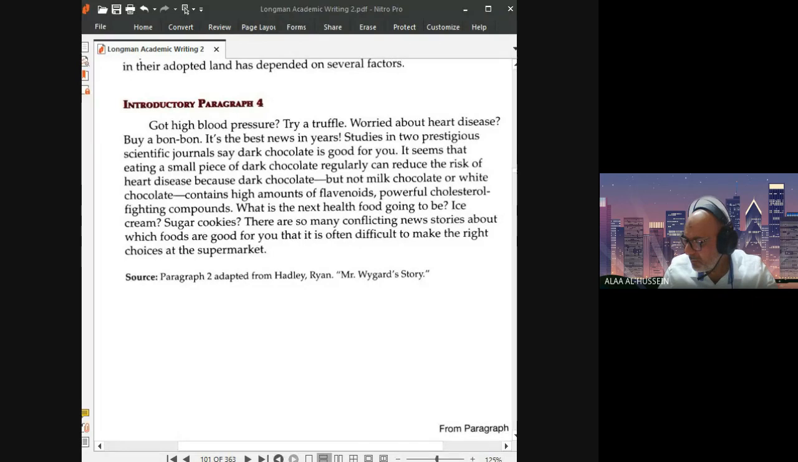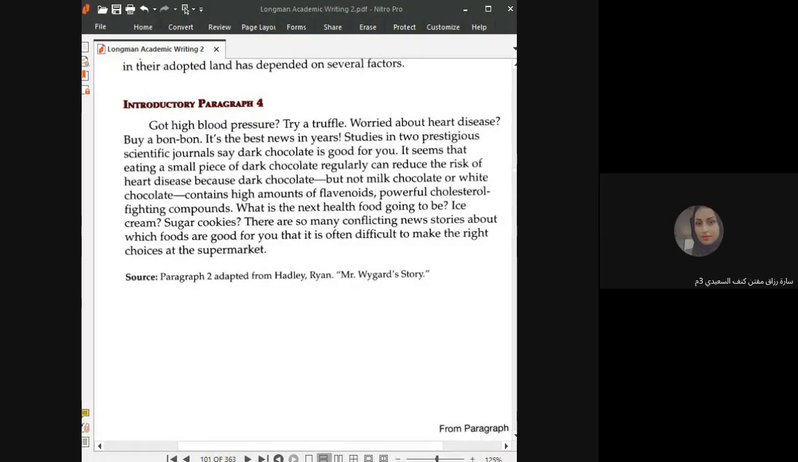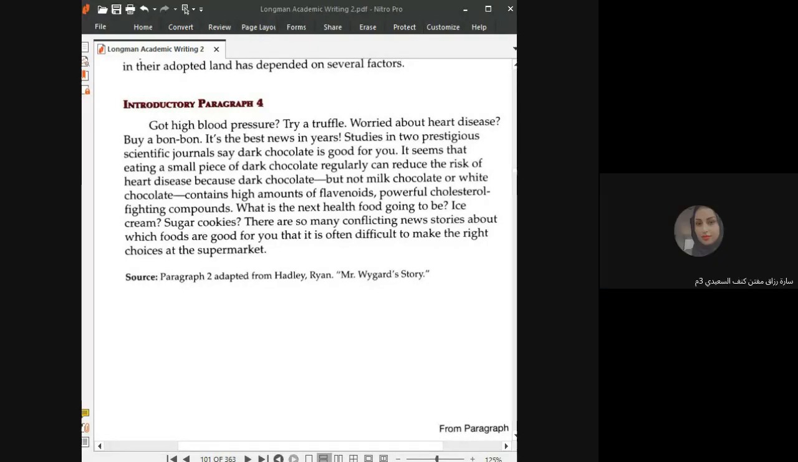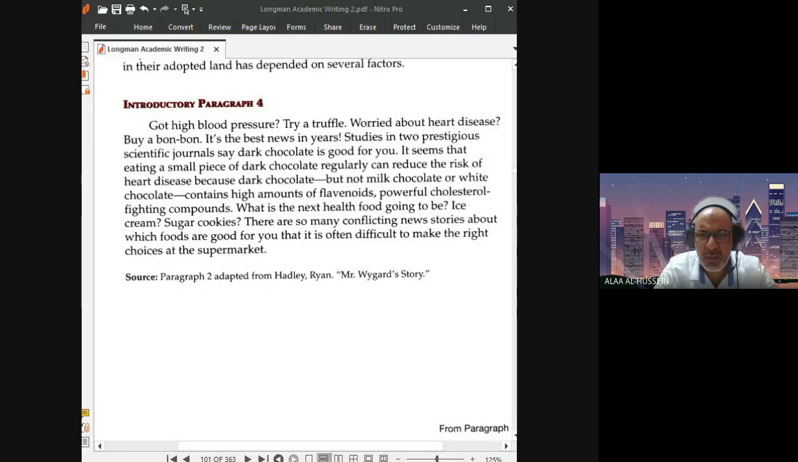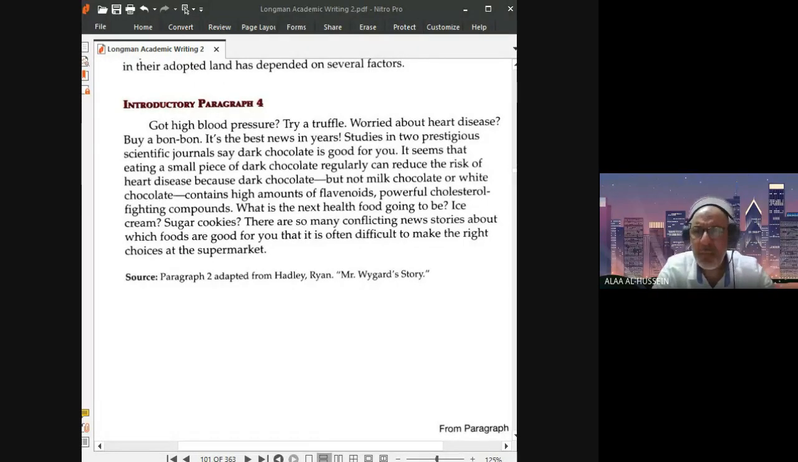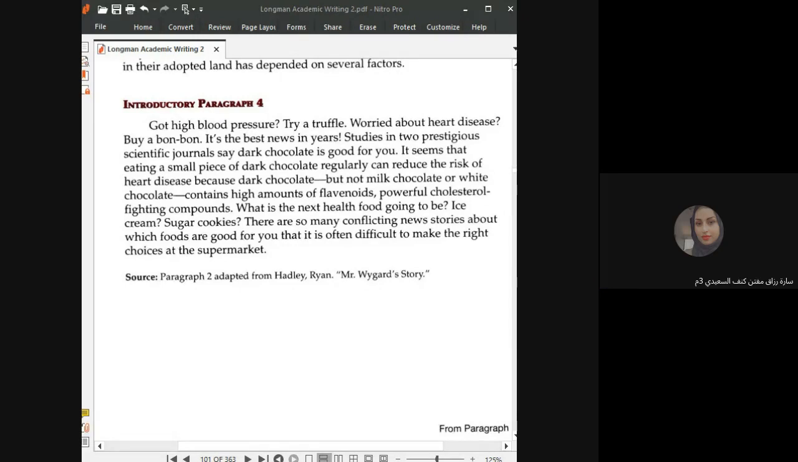Because dark chocolate, but not milk chocolate or white chocolate, contains high amounts of flavorings, powerful cholesterol-fighting compounds.